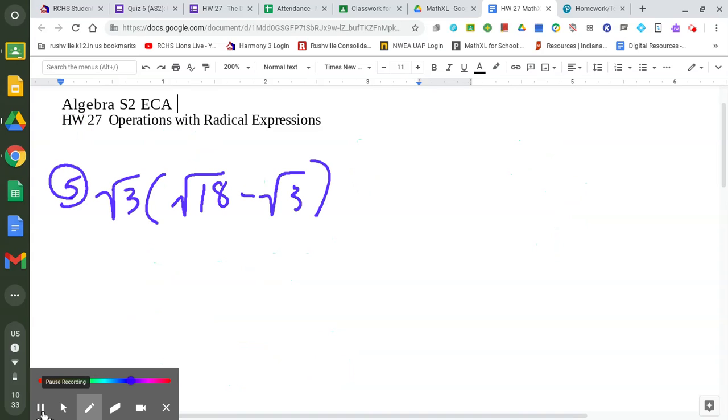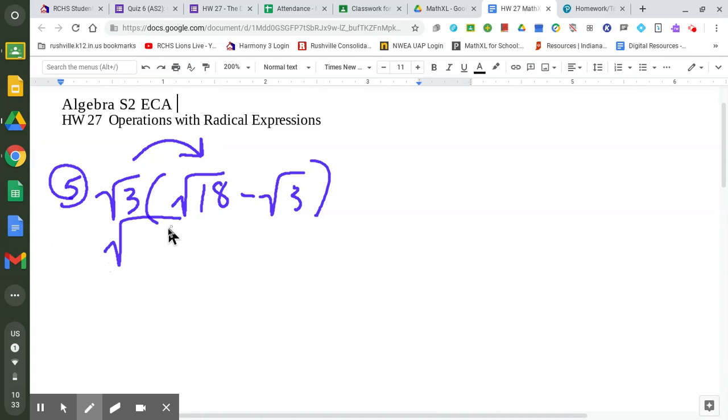Okay, so number 5, we're going to multiply square root of 3 times the square root of 18, which gives me square root of 54. And then square root of 3 times the square root of 3, square root of 9. So I do a factor tree for 54.